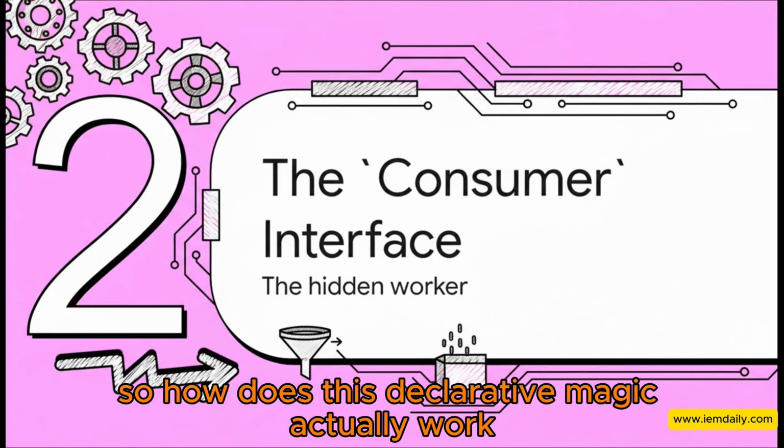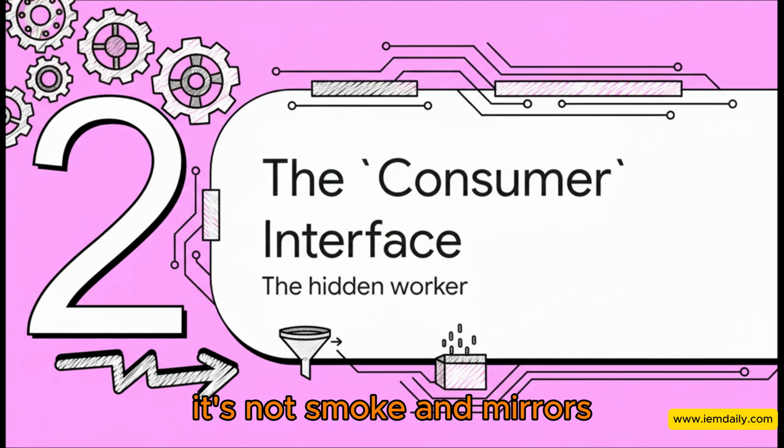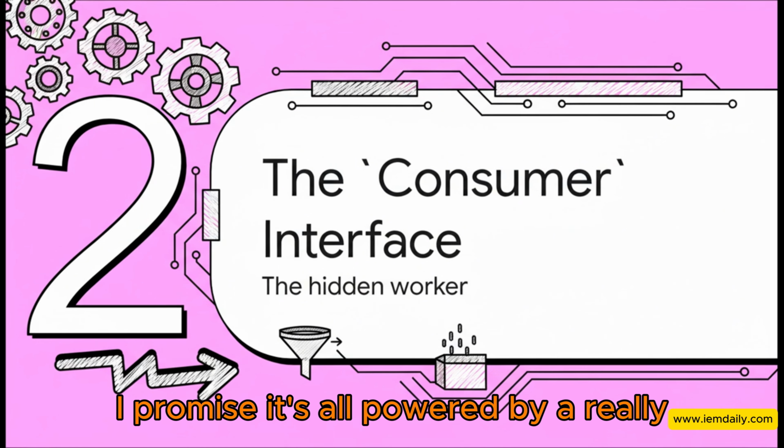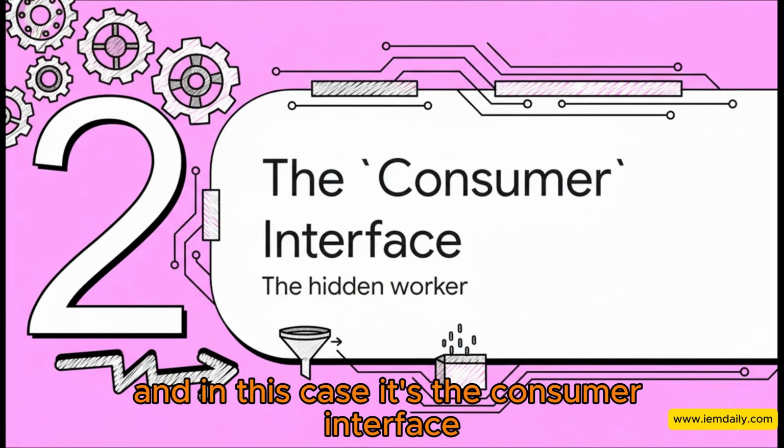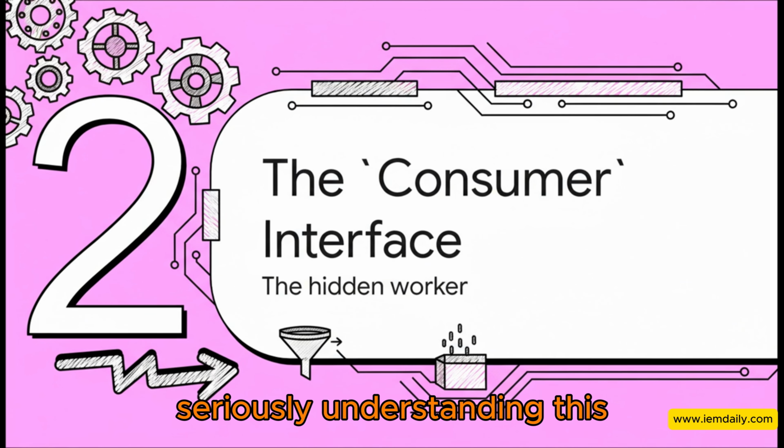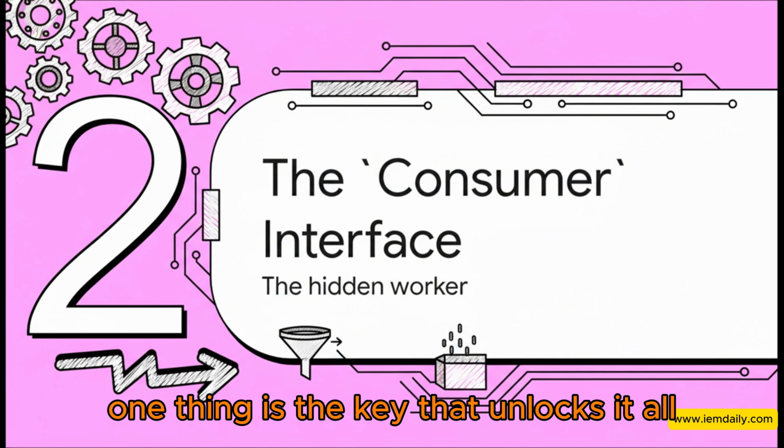So how does this declarative magic actually work? It's not smoke and mirrors, I promise. It's all powered by a really important concept from Java 8 called a functional interface, and in this case, it's the consumer interface. Seriously, understanding this one thing is the key that unlocks it all.